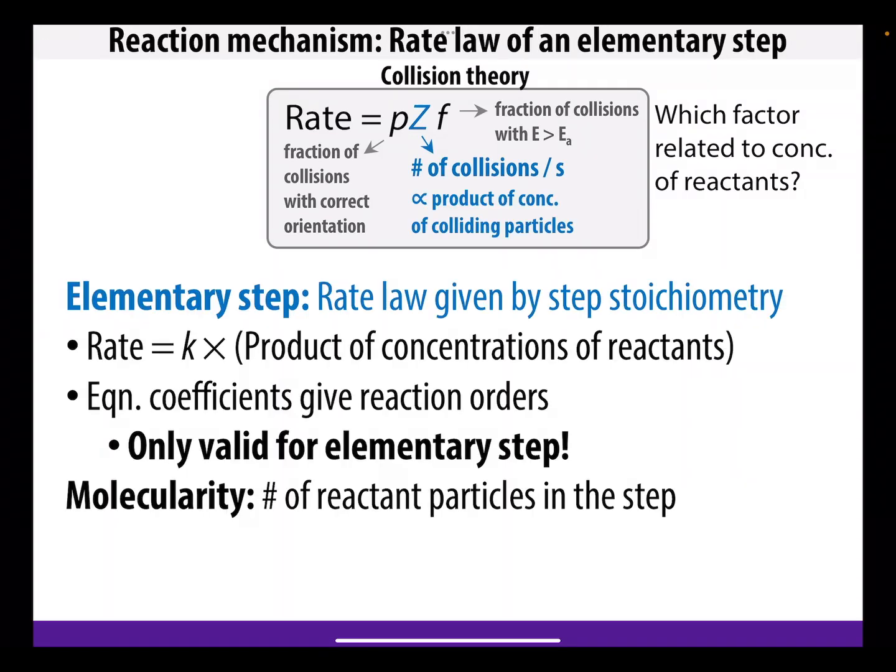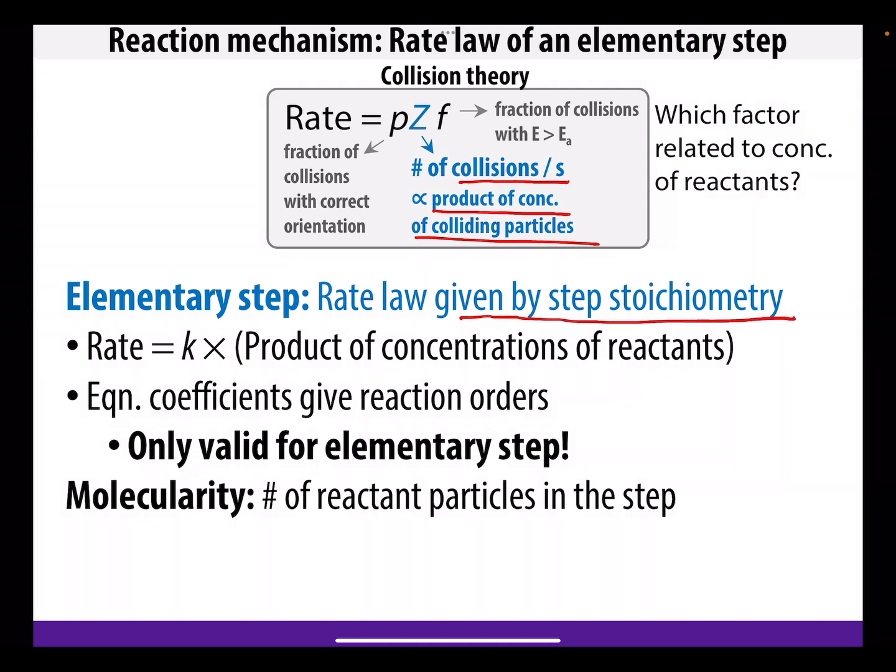Hopefully you remember that that is the collisions per second. The reason that an increase in concentration of reactants increases the rate of the reaction is that more reactants in a certain volume means that we get more collisions and therefore more product being produced. So it's always proportional to the product of the colliding particles, and since in an elementary step we know what collides, the rate law is given by the step stoichiometry.